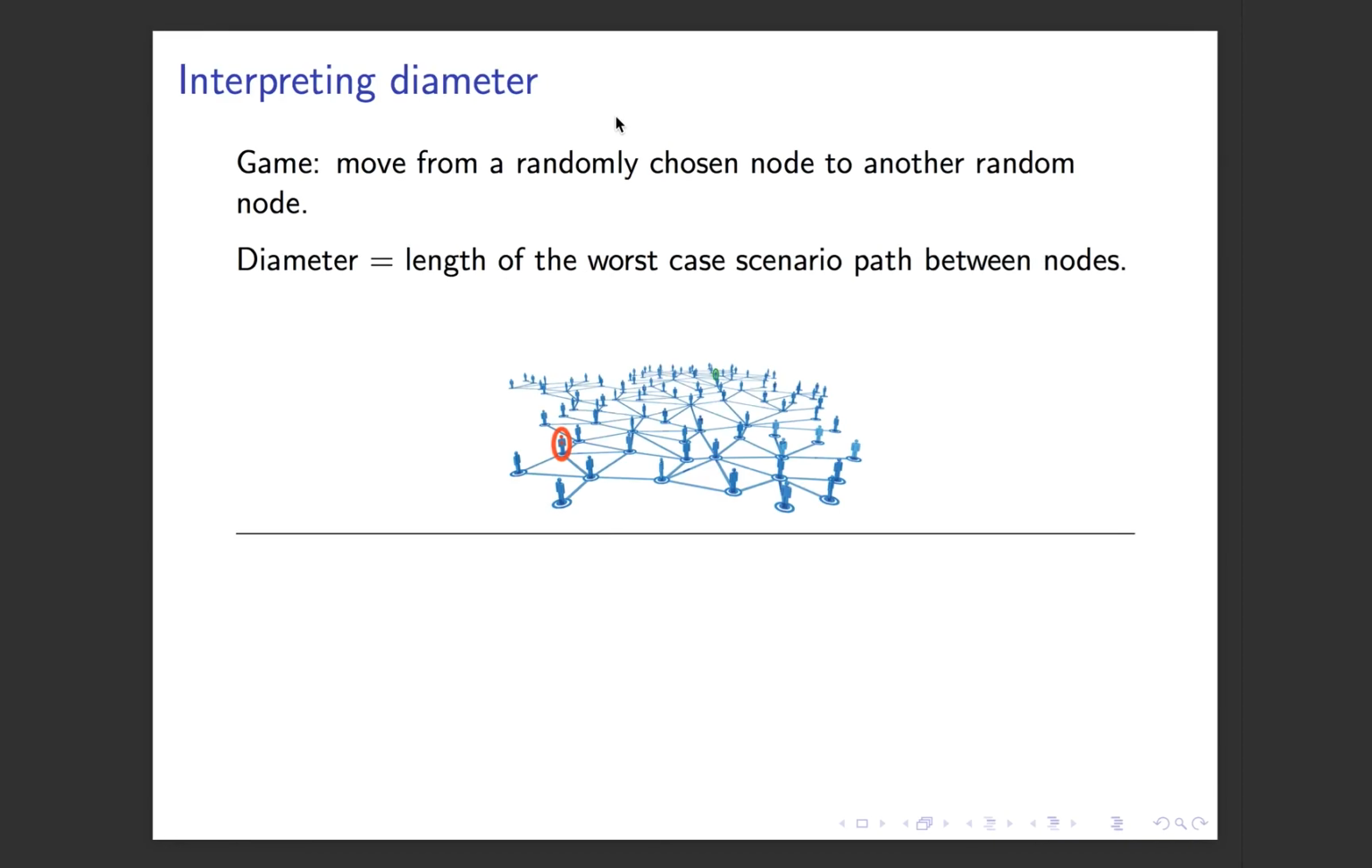So when you're interpreting the diameter of a network, I think it's really helpful to keep our game in mind. Suppose we're playing the game where we want to walk from a randomly chosen start node to a randomly chosen stop node. We can ask ourselves, worst case scenario playing this game, what's the longest distance I'll ever have to walk? This is exactly what the diameter measures.